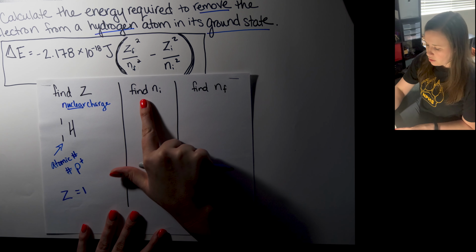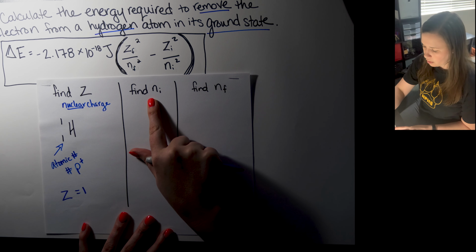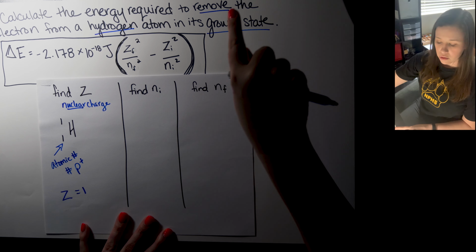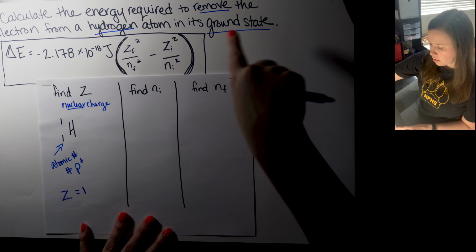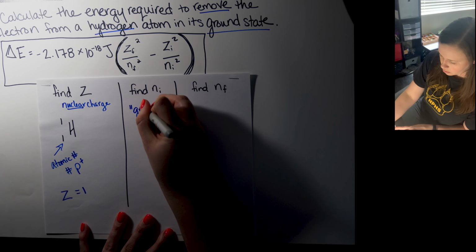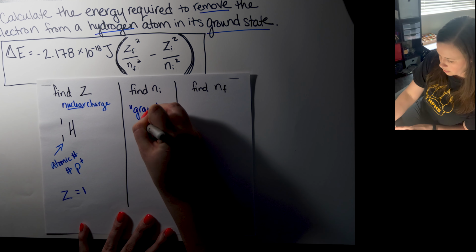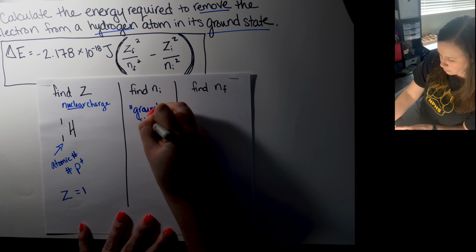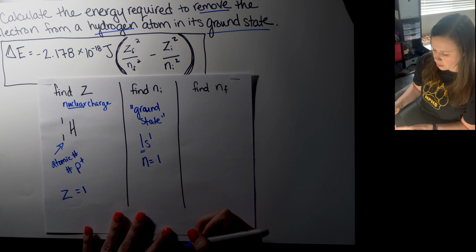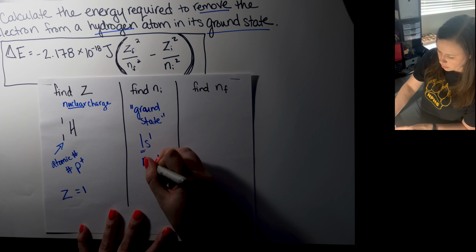So let's talk about the initial and final principal quantum numbers if we are removing an electron from the ground state. So initial would be where it comes from. So that would have to be our ground state. So those are the key words for an initial, ground state. So let's look at the electron configuration for hydrogen, just simply 1s1. The large number in the electron configuration is the principal quantum number. So that would mean n equals 1 initially.